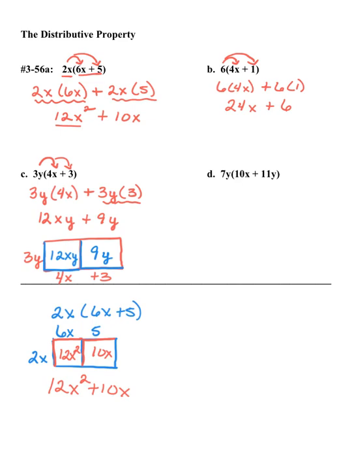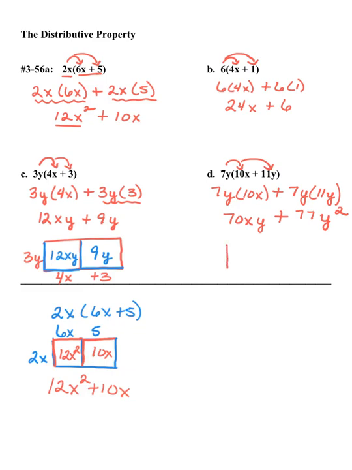And for the last one, if we distribute the 7y into the parentheses, we've got 7y times 10x plus 7y times 11y. 7y times 10x gives me 70xy plus 7y times 11y gives me 77y squared, because y times y is y squared.